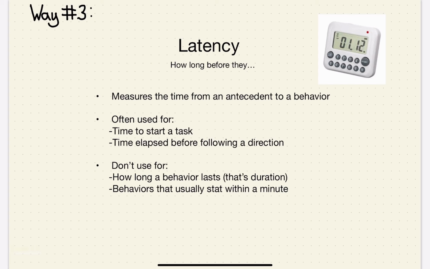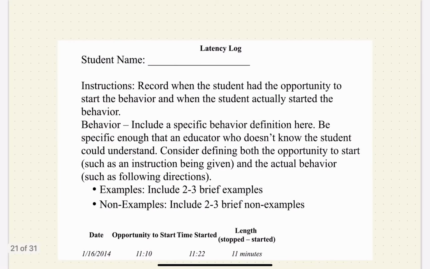Way number 3 that we could collect data is latency. It's how long before they blank. So this measures the time from the antecedent to a behavior. Oftentimes you'll use this for time to start a task, so task-related stuff, or time elapsed before following a direction, right? What you wouldn't use this for is how long a behavior lasts. You'd use duration for that, or for behaviors that usually start within like a minute. Here's an example of that type of log. We have a latency log here as well.